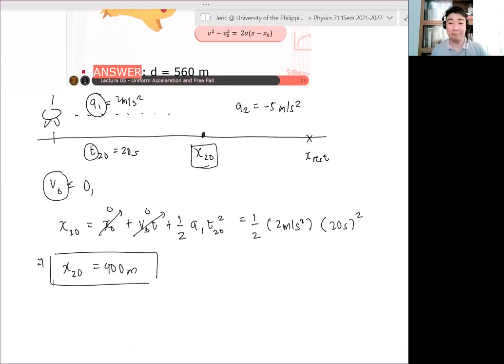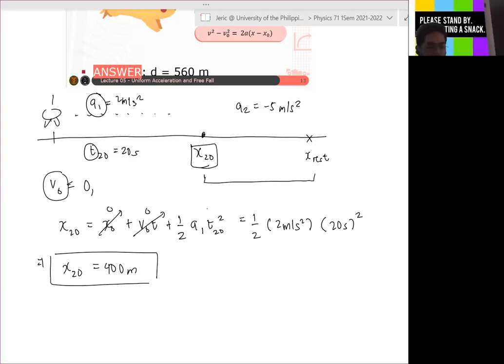Okay, now here's the thing. Remember, after going for 400 meters, Pikachu changes his acceleration. Bumagal siya. It changes its acceleration to -5 meters per second squared. Now, here's the thing. Given ba yung time Pikachu took until it goes to rest? Given ba yun? No, sir. No, it's not given. So time is not given.